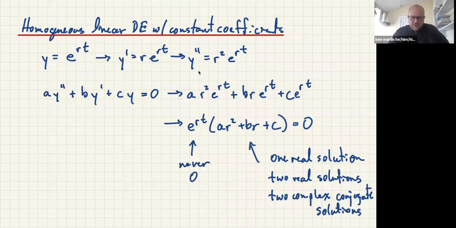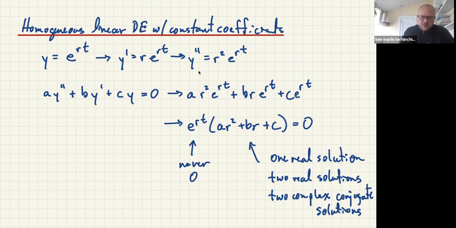Seems a little goofy in retrospect, but it does sort of fit what we're seeing. It's always e to the something that you integrated. So here we're going to look at a homogeneous linear differential equation with constant coefficients. It will always have this form here: a y double prime plus b y prime plus c y equals 0.